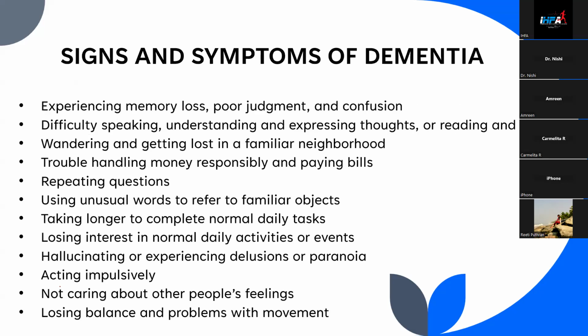So, what are the signs and symptoms of dementia? Experiencing memory loss, poor judgment, confusion, difficulty in speaking, understanding, expressing thoughts, reading, and writing, wandering, getting lost in the familiar neighborhood, trouble handling money responsibilities and paying bills, repeating questions, using unusual words which are not familiar, taking longer to complete a normal task, losing interest in normal activities, hallucinating or having delusions and paranoia, acting impulsively, not caring about others' feelings, and losing balance and having problems with movement.